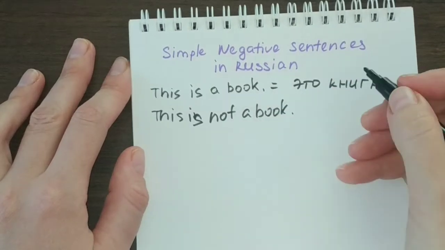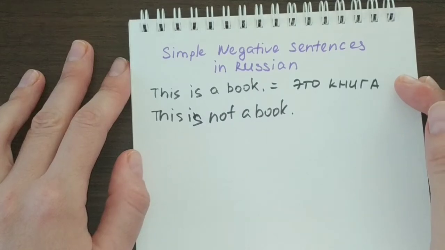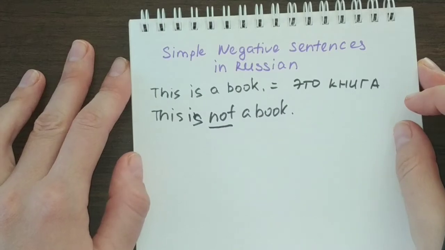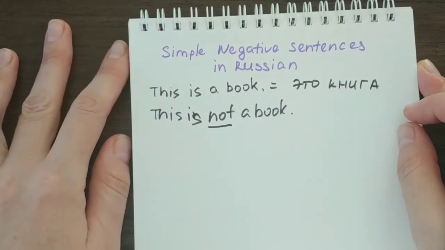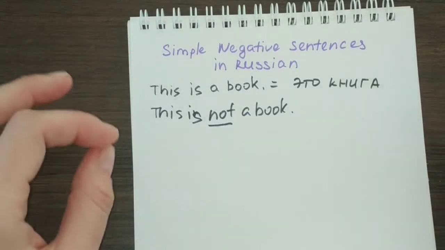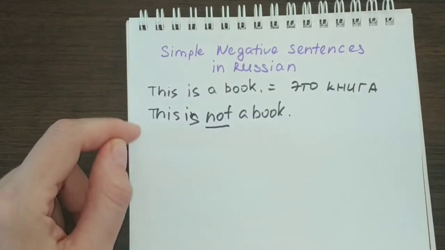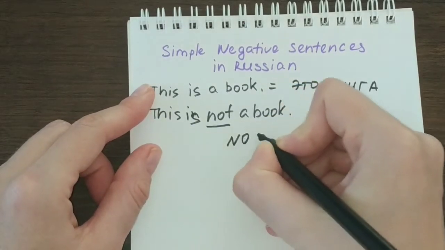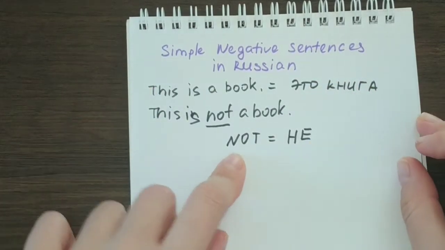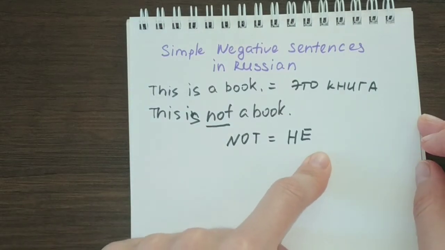In English, as you can see, the negative sentence is created by inserting the negative particle, which is not, and the same system exists in the Russian language. We also use a negative particle, which is the equivalent of this word not, and in Russian, not has the equivalent не. So this particle not is translated into не in Russian.